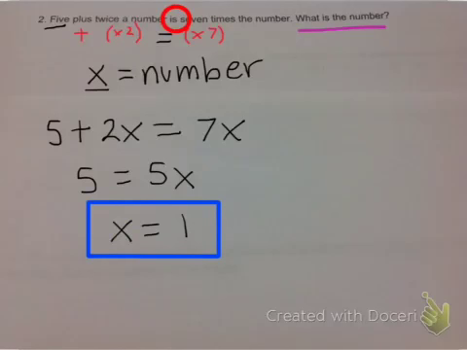And you could double check your answer. 5 plus 2 times 1 is 7. 7 times 1 is 7, so that works out.